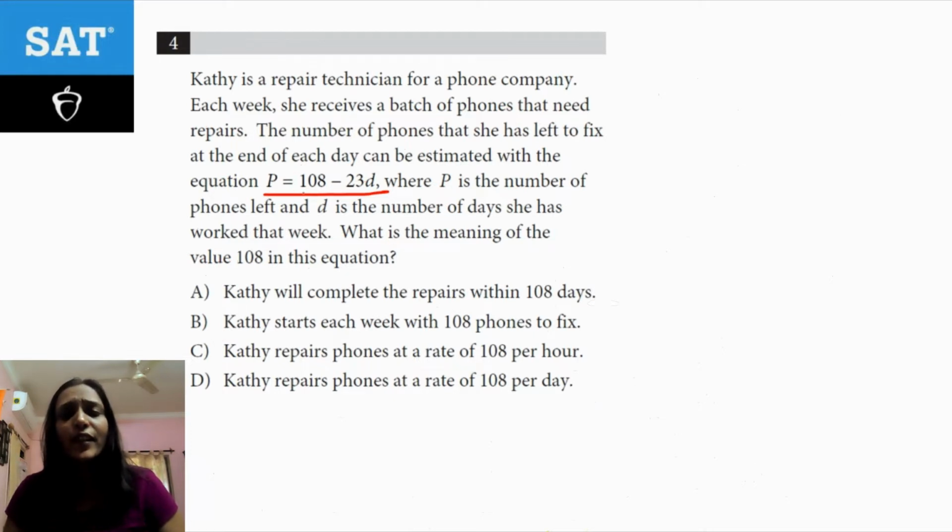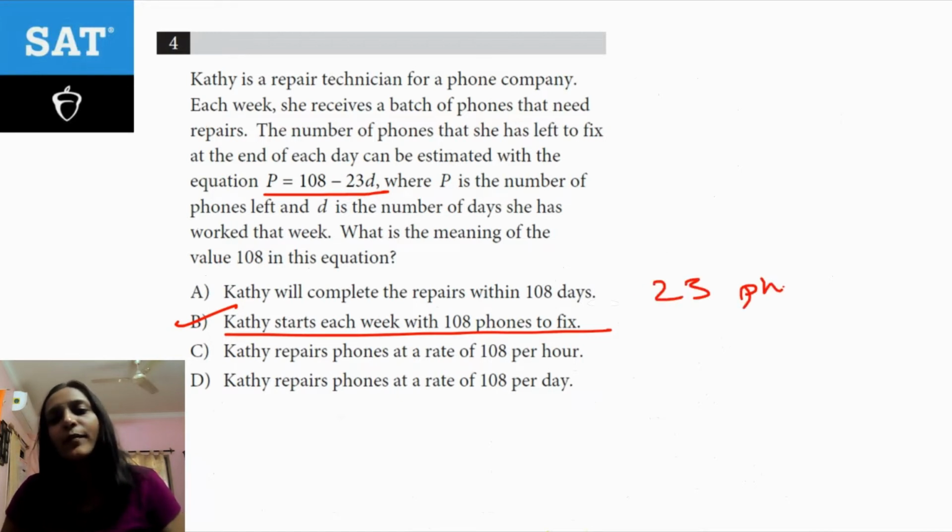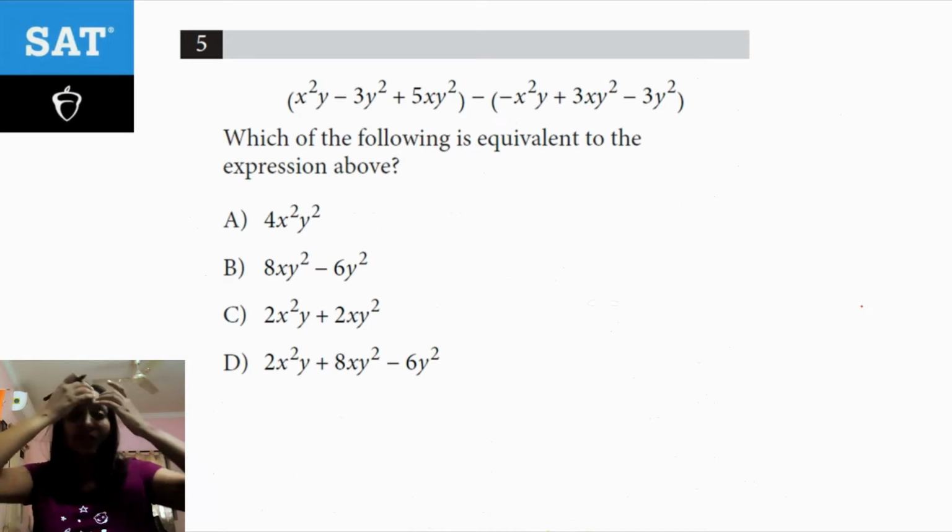If you look carefully at this equation, she starts with a certain number of phones, and as she repairs, those get subtracted from it. So this is the number of phones that she has to fix. So she starts each week with 108 phones to fix. That would be your answer to the question. And if they had asked how many she is doing every day, that would be 23 phones per day. So let's move ahead to the next question.